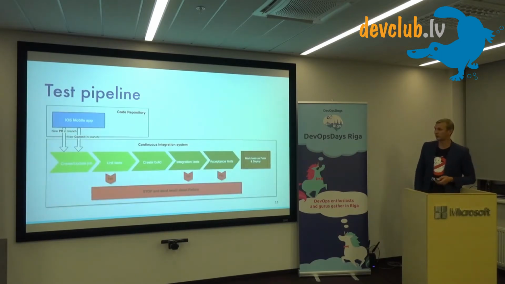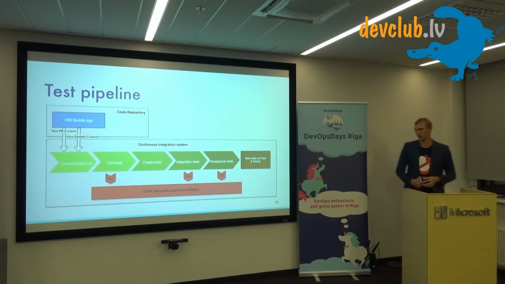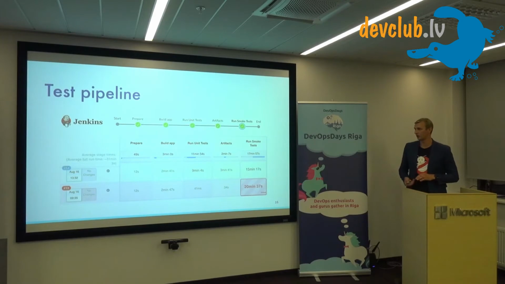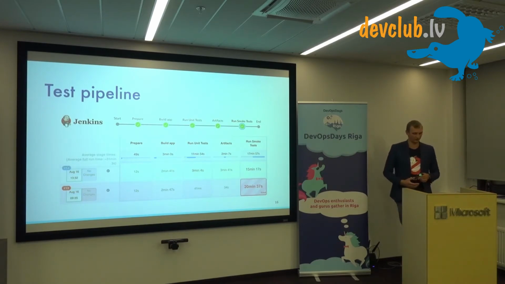This is a bit simplified test pipeline description, where you can see that in the pipeline, if any of the stages fails, the test is stopped and the team is notified about the failure, with provided logs, screenshots, and everything else that is required. And this is how it looks in Jenkins. There is a plugin for Jenkins to create pipelines, where you can see which step has failed, and you can get the log files, screenshots, and everything required.